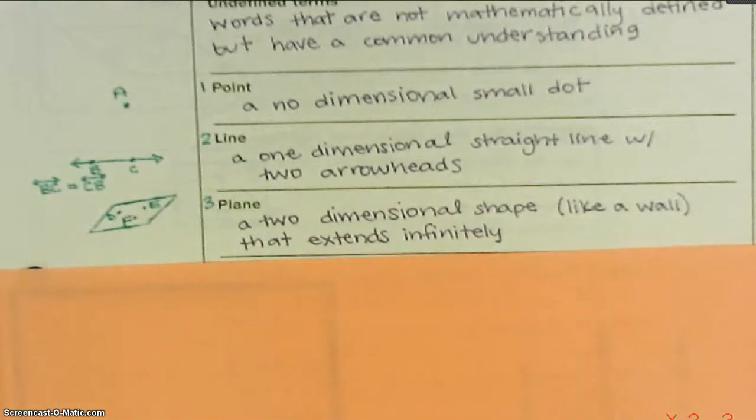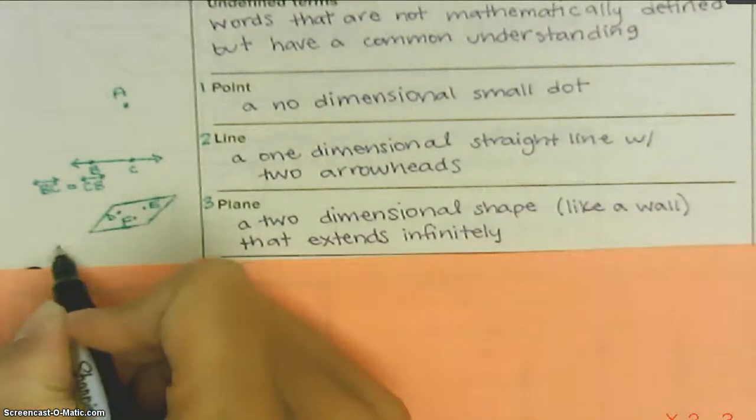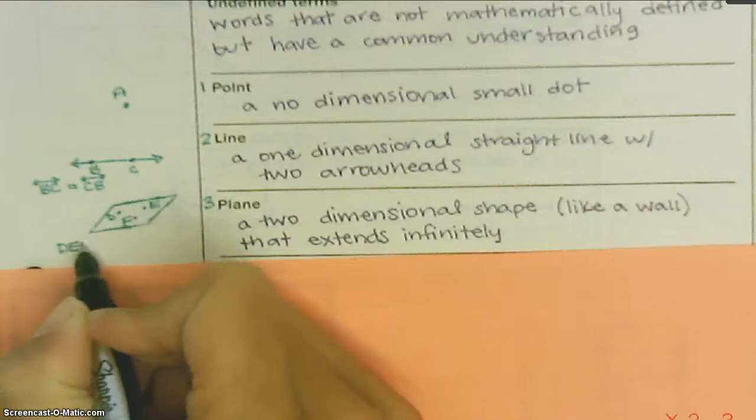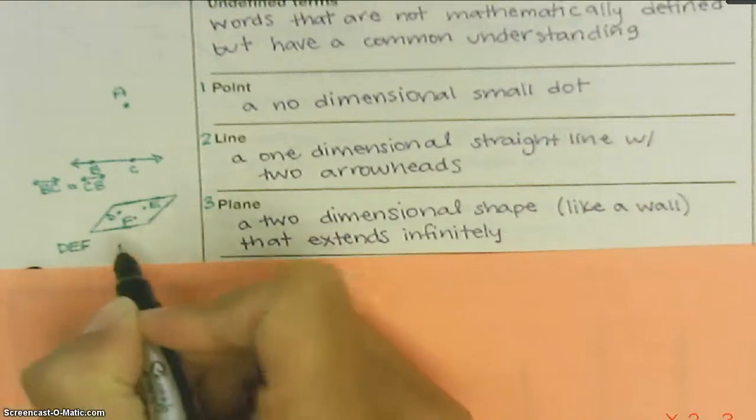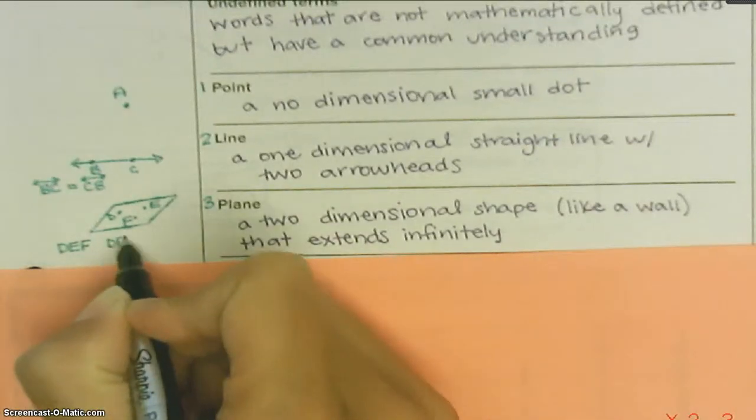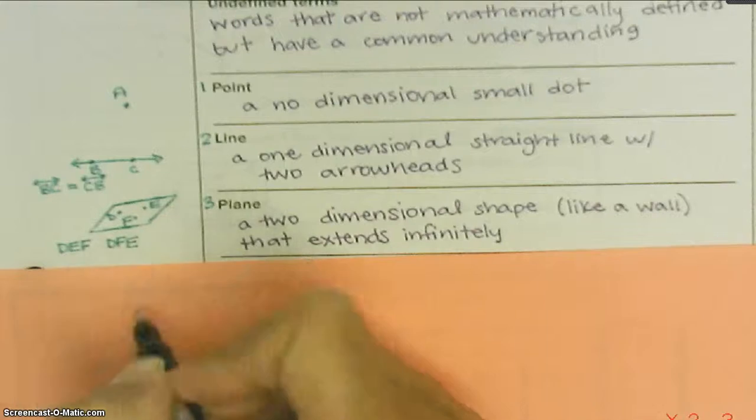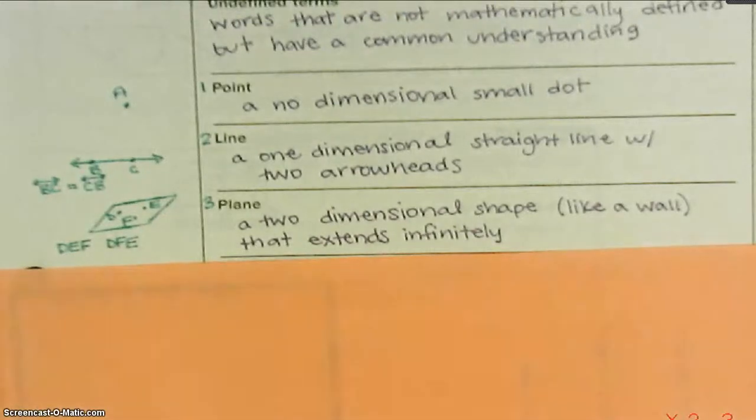Make sure you're drawing these pictures. So to name the plane, we just have to use those 3 letters in any combination. So we could call this plane DEF or DFE. Go ahead and write one other name that we could use for this plane. There's a couple more, but go ahead and write one more down.